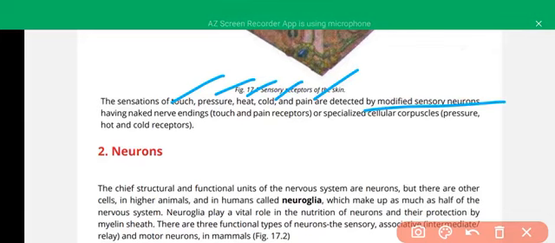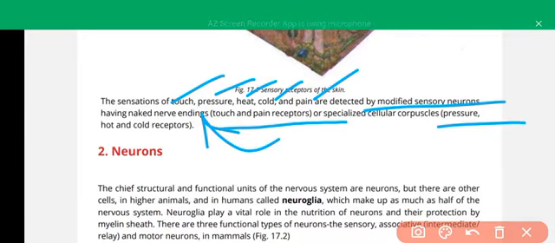For touch and pain receptors, they are naked endings. And for pressure, heat, and cold, they are very specialized. So it is very important. For touch and pain they are naked, and for pressure, hot, and cold they are very specialized.